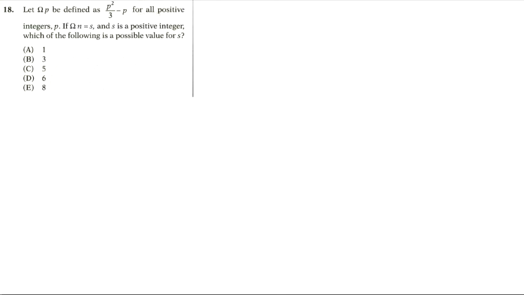So let omega p be defined as p squared divided by 3 minus p for all positive integers. If omega n is equal to s, and s is a positive integer, so omega of n is going to just be n squared over 3 minus n equals a positive s. So what is a possible value of n such that s is a positive integer?